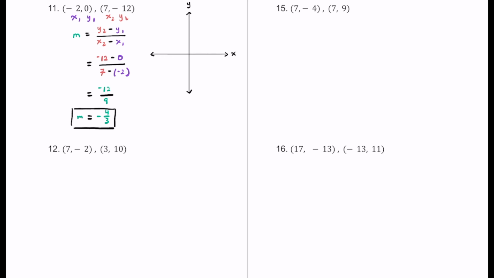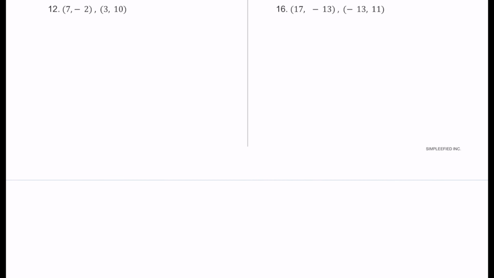Negative 2 comma 0 maybe would be something like here along the negative x-axis, and then 7 comma negative 12 would be over in quadrant 4, and it should be pretty down here in quadrant 4. So you can see it's a little bit more downward movement as opposed to the right movement from the purple to the reddish dot. Okay, moving on to number 12, we have 7 comma negative 2 and 3 comma positive 10.